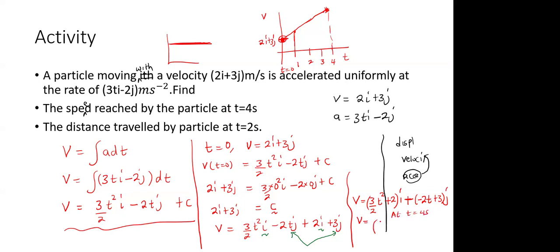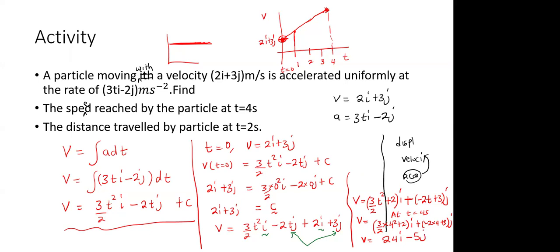So you substitute. This will be 3 over 2 times 4 squared plus 2, i, plus negative 2 times 4 plus 3, everything into j. You're going to make your calculations here. I'm going to make mine as well. So here I'm ending up with 24i, and here I'm ending up with negative 5j. So you're going to just confirm your answer.